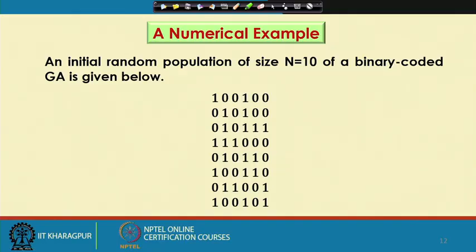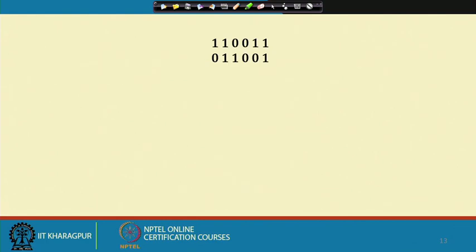Let us start with a numerical example based on the schema theorem of a binary coded GA. Supposing that we have got a random initial population of size n equals 10 of a binary coded GA as follows. Here we are going to show 10 GA strings, and each GA string consists of 6 bits. So, this is the initial population.